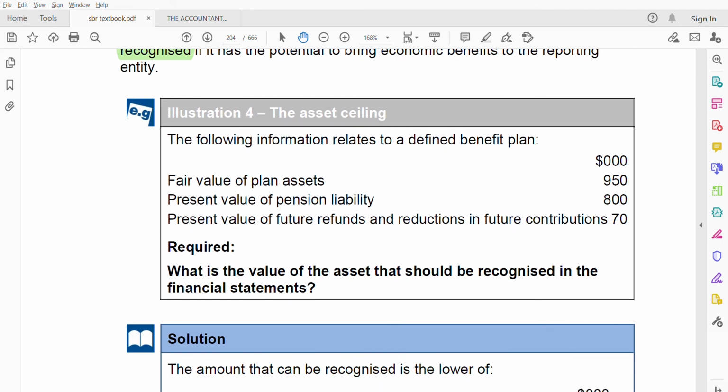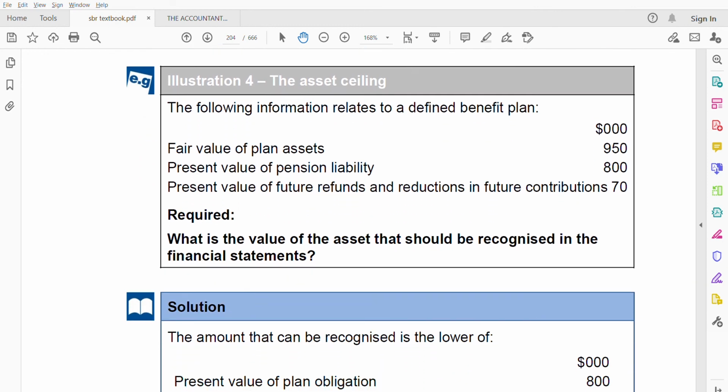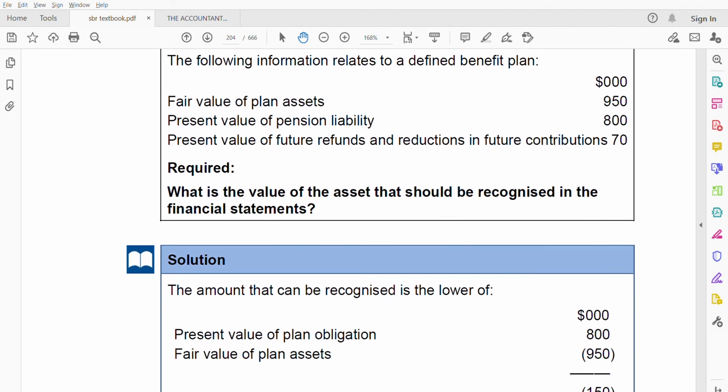Illustration 4. Let us understand this through illustration 4. Asset ceiling. What is the value of the asset that should be recognized in the financial statements? Why do they bring all these concepts and the asset ceiling? So that the entity does not recognize too much asset. They are putting that limit on it. We have the fair value of plan asset, present value of obligation, and present value of future refunds and reductions in future contributions. So the amount recognized will be the lower of what? What is the fair value of plan asset?